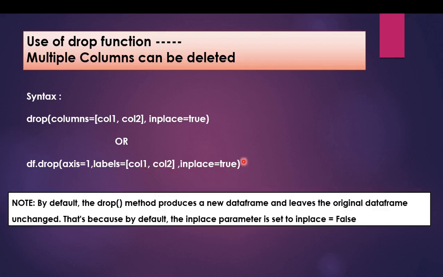Now in Python Pandas, as you know, axis equal to 1 means we are referring to columns, and axis equal to 0 means we are referring to rows. Now you have to note one point, that when you are giving inplace equals to true, that means the columns will be deleted from the original data frame. Otherwise, it leaves the original data frame unchanged and a new data frame will be produced. So every time when you are using the drop function, set the parameter inplace to the value true.